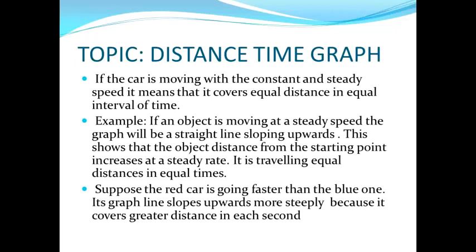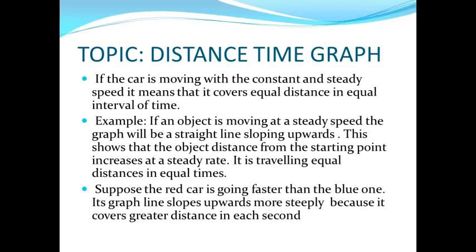Now I will read another statement. Suppose the red car is going faster than the blue one. I am taking an example. There are two cars. One is red, and the other is blue. Suppose the red car is traveling faster, its speed is greater than the blue one. Its graph line slopes upwards more steeply because it covers greater distance in each second.